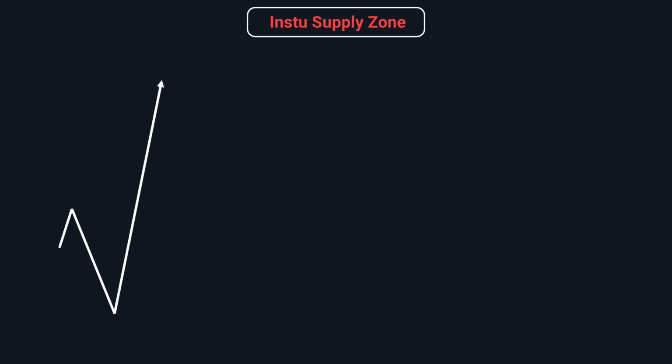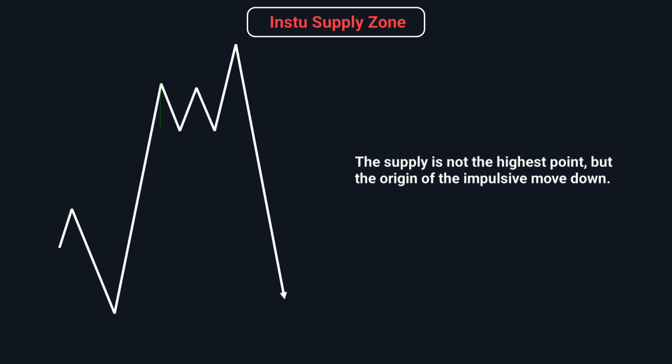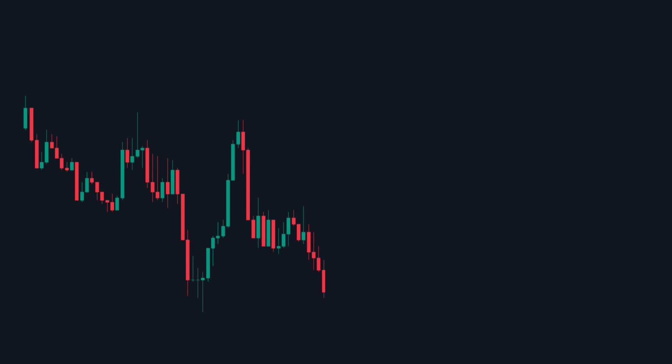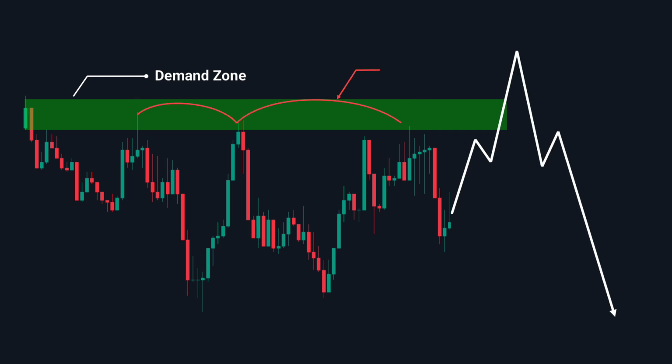An institutional supply area often forms after price trades above prior highs and then expands lower. The expansion shows that buying pressure was absorbed and sellers gained control. The supply is not the highest point, but the origin of the impulsive move down. The stop-loss trap exists because stops are predictable. Most participants place stops just beyond obvious levels. These stops become targets because they are guaranteed sources of liquidity.